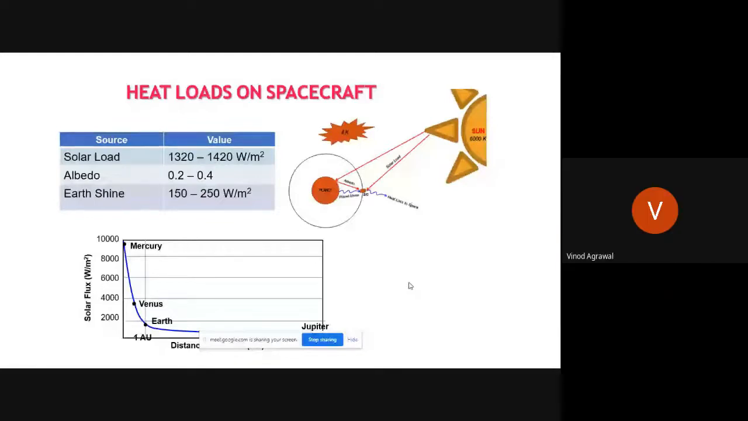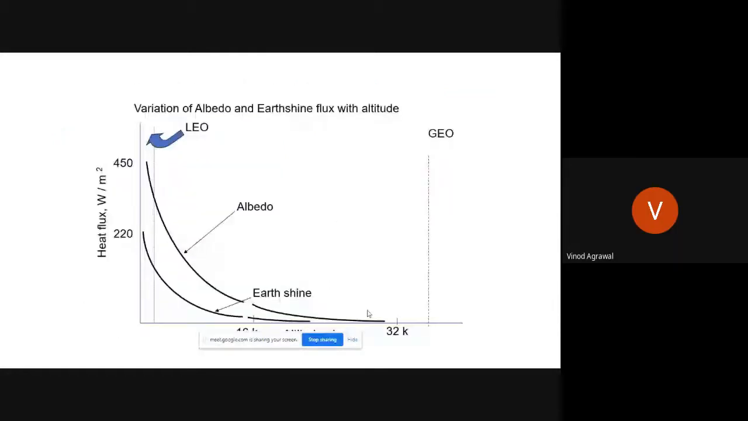Mr. Barve, this strip is showing. Stop sharing. Next is hide. You just click hide so that overlapping can be avoided.